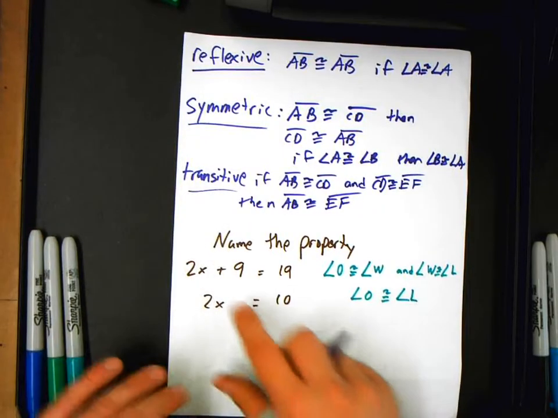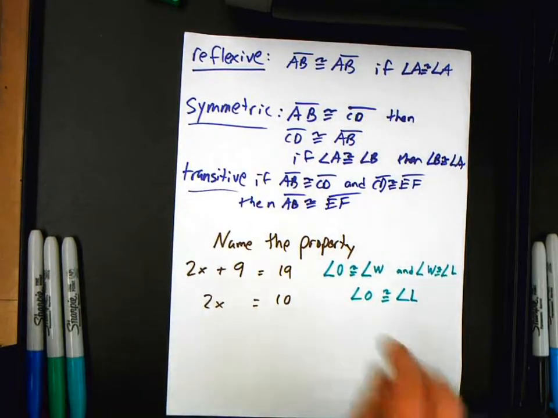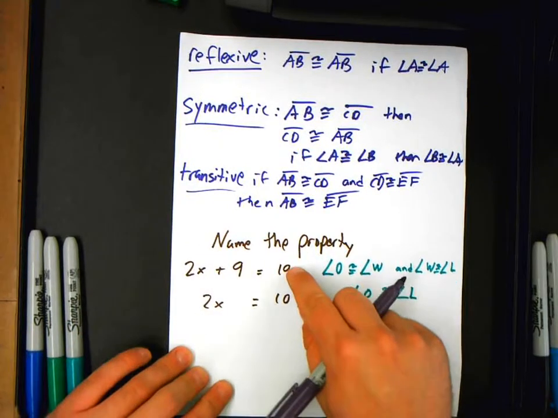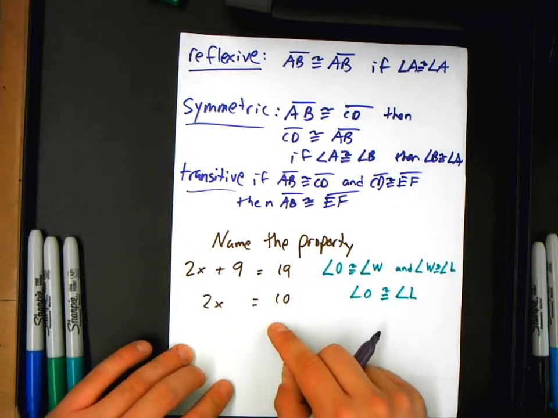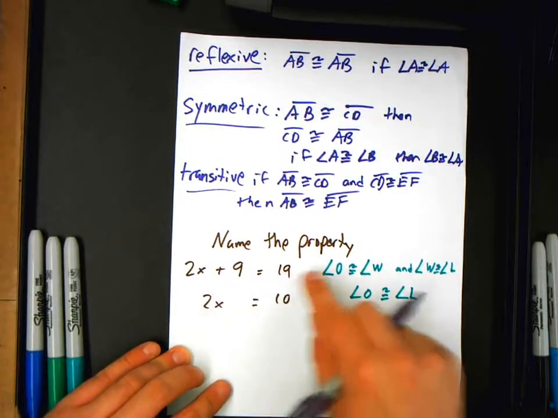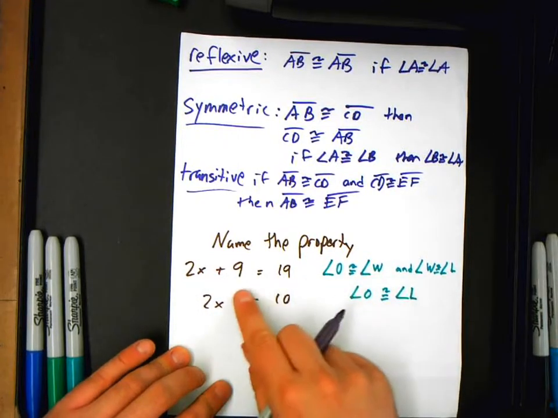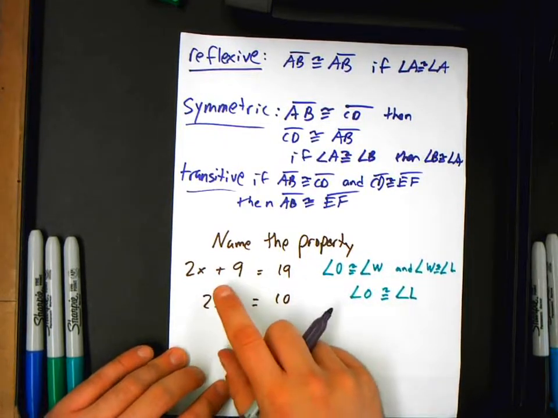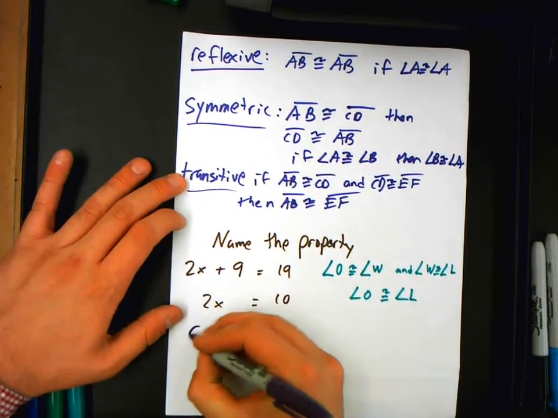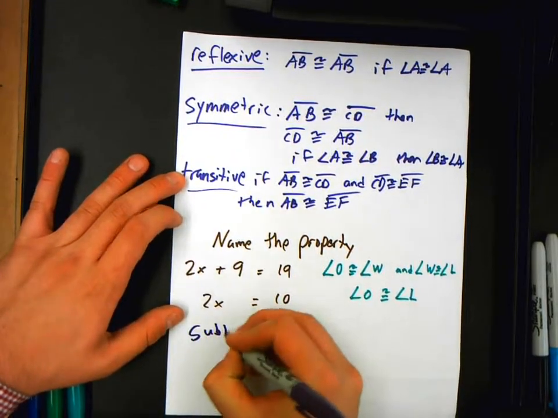Okay, so we have two examples down here, and I'm wanting you to name the property to go from one step down to the next. So the algebraic step to go from 2x plus 9 equals 19 to 2x equals 10 is to subtract. So we are using the subtraction property.